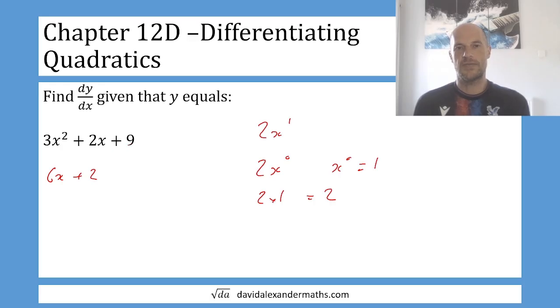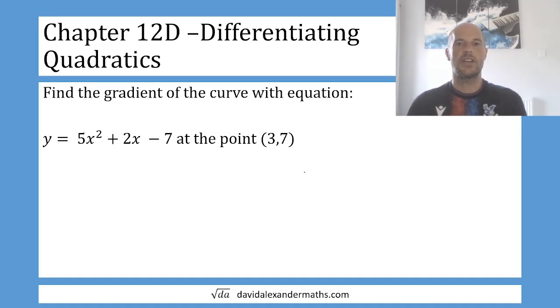And 9 just vanishes. Now 9 we can write as 9x to the power of 0. If we're differentiating 9x to the power of 0, 0 times 9 is 0, so that's 0 times x to the minus 1. But 0 times anything is 0, so the 9 just becomes plus 0, and we might as well forget about it. So remember that 2x just becomes 2, 7x becomes 7, minus 11x becomes minus 11, and plus any number just vanishes completely. So here, dy by dx, our gradient function, is 6x plus 2.